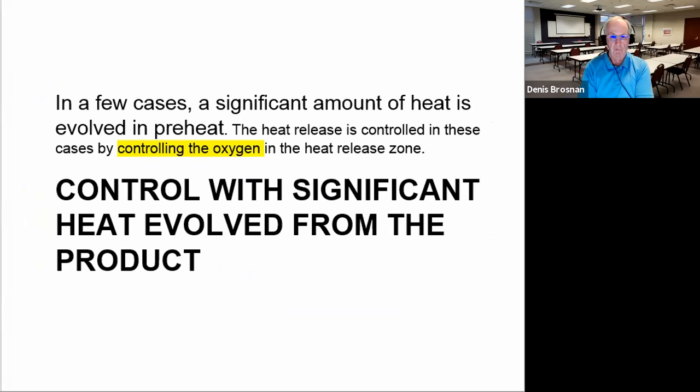Now, I just have a slide because in unusual cases, sometimes you can have a significant amount of heat evolved in the entrance end of the kiln, in the preheat section of the kiln. One employer that I worked for used a liquid fuel as a lubricant in the product that they made. I can't reveal to you what the product is because I have a confidential disclosure agreement.